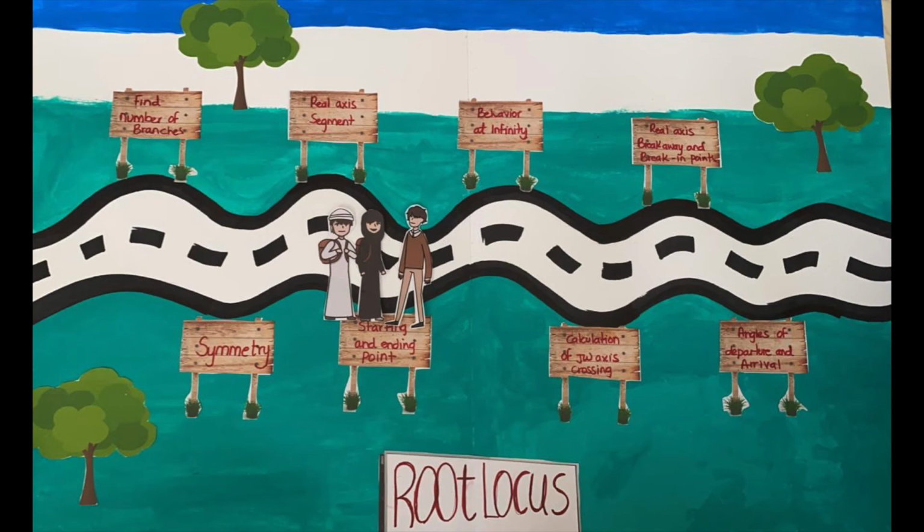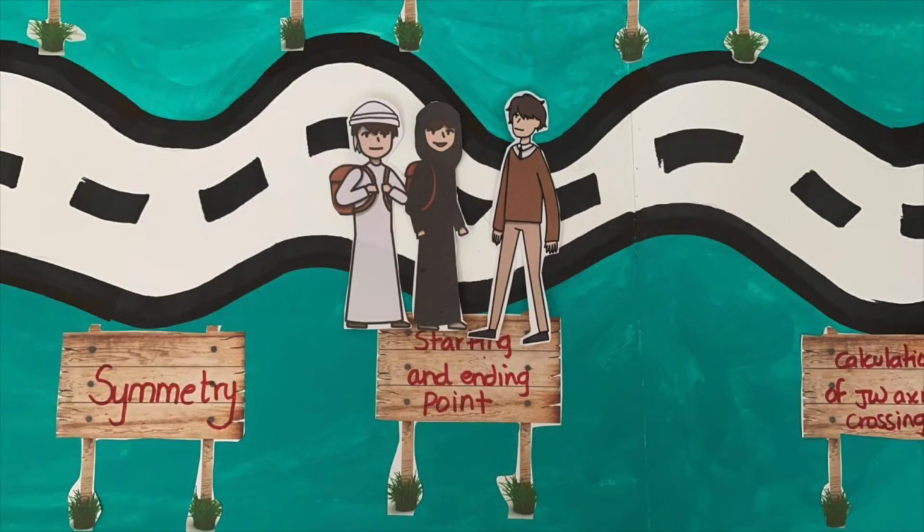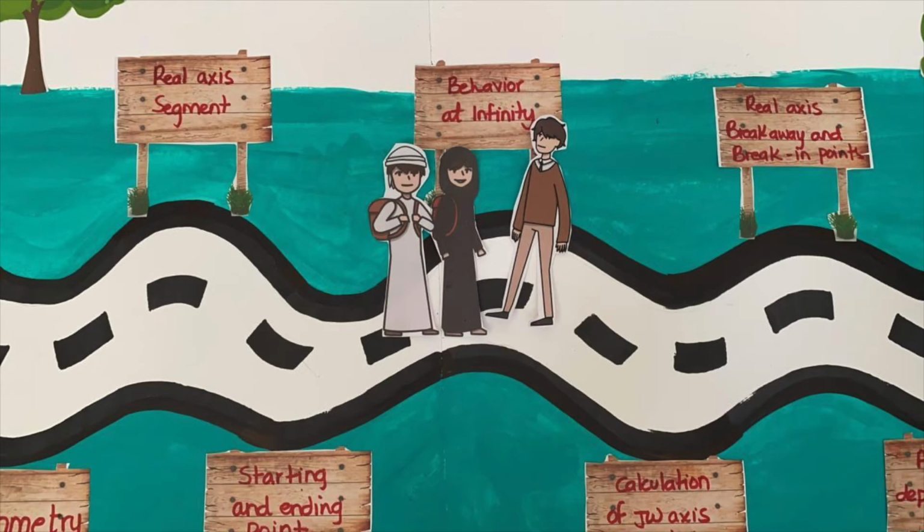The root locus begins at the finite and infinite poles of G(s) and H(s), and ends at the finite and infinite zeros of G(s) and H(s). The root locus starts at the open loop poles and ends at the open loop zeros. So the next step is to know how the root locus behaves at infinity. And to know that, we need to find the asymptotes.